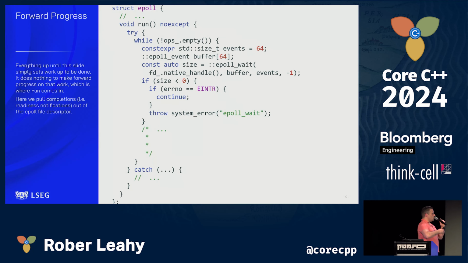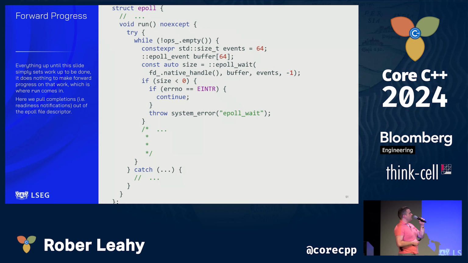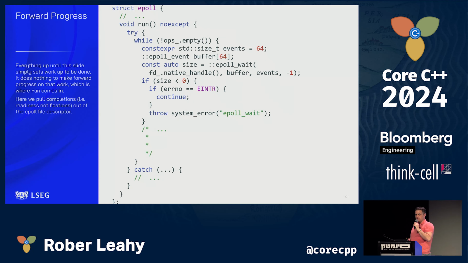Within that loop, we allocate a buffer of 64 epoll events, and then we call epoll_wait in an attempt to populate it. As I promised earlier, we pass -1 indicating that we want to wait for an infinite amount of time for this to happen. If an error occurs because we were interrupted, we just retry. Otherwise, we throw a system error, which is going to be caught by that catch block and then handled in a way we're going to see later.